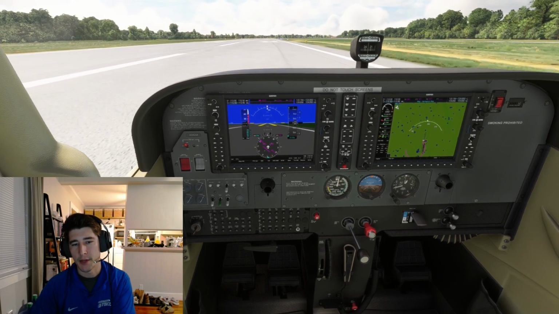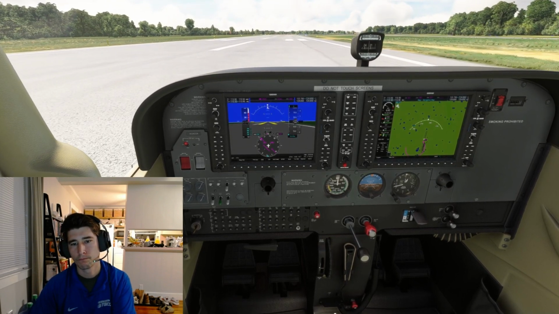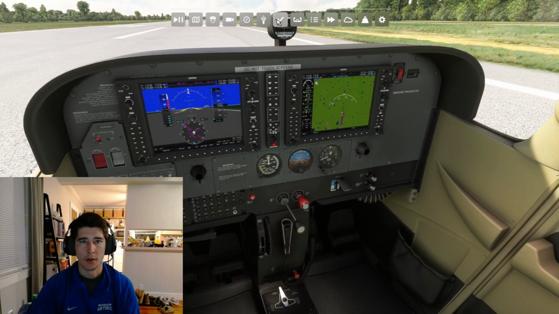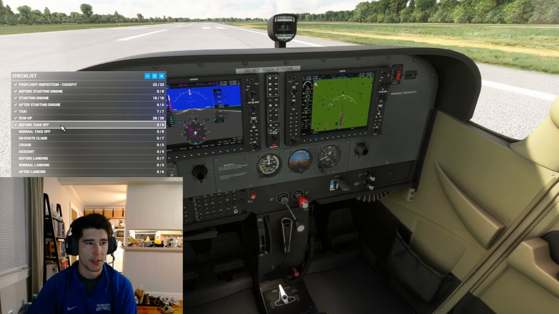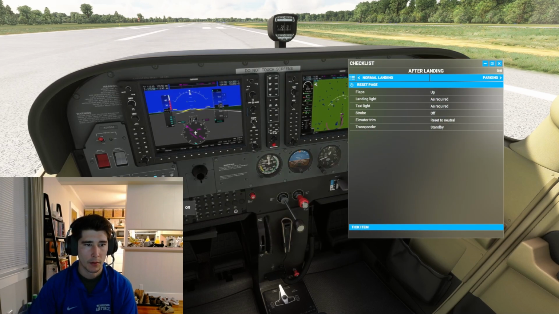And we have brakes now. And let's just shut it down. We'll bring it to a complete stop, after landing checks. Flaps are up. Landing light, landing taxi lights are off. And strobes are off. Elevator trim is reset to takeoff. Transponder standby. Sweet.